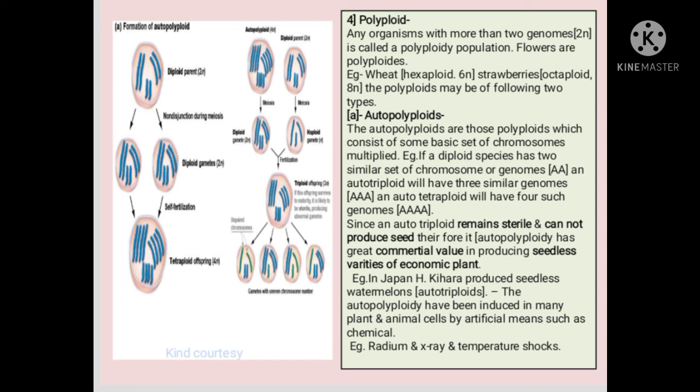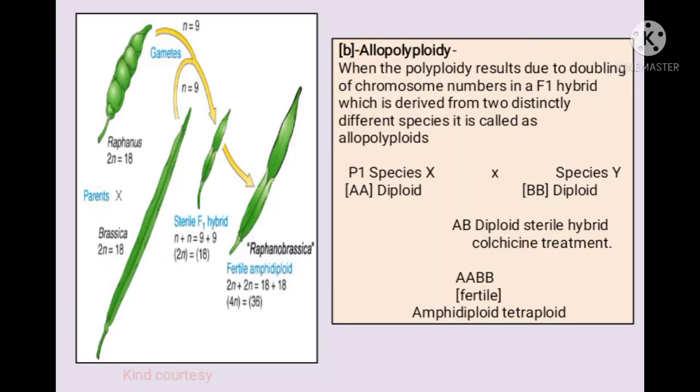Autopolyploidy has been induced in many plant and animal cells by artificial means such as chemicals, for example, radium and X-rays, and temperature shocks can be used for the development of autopolyploids.